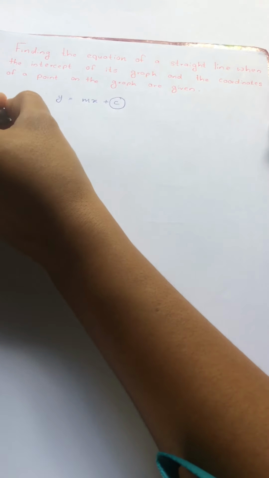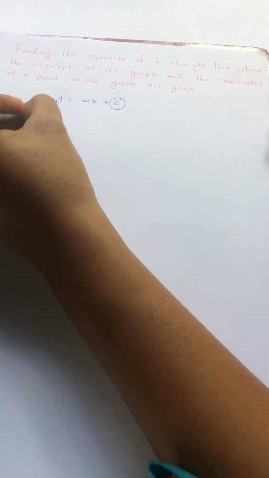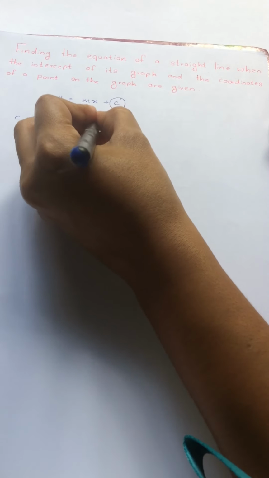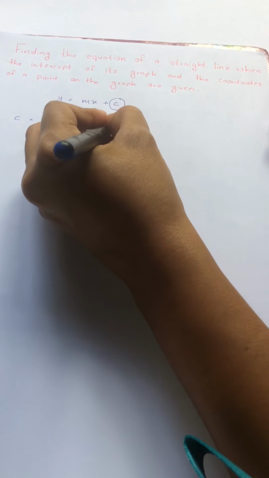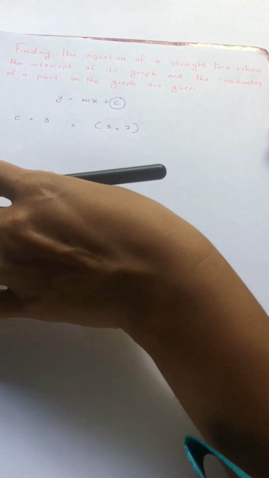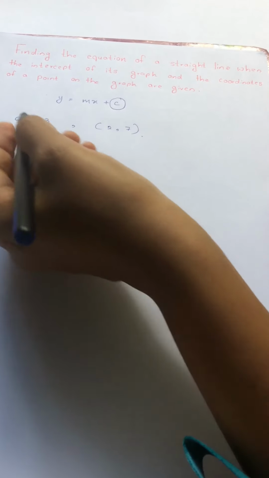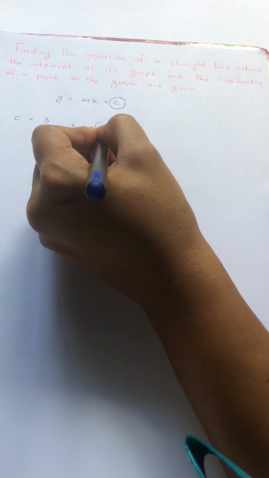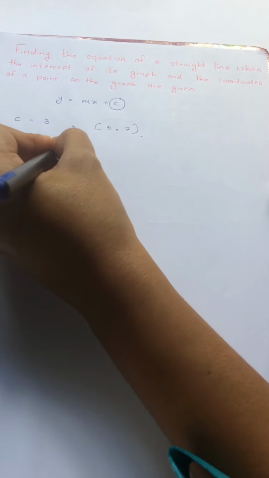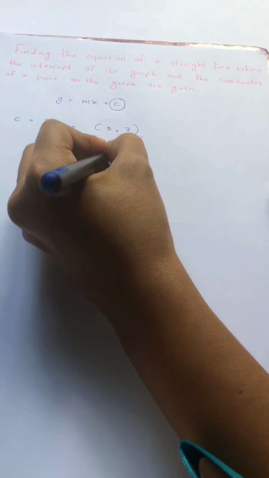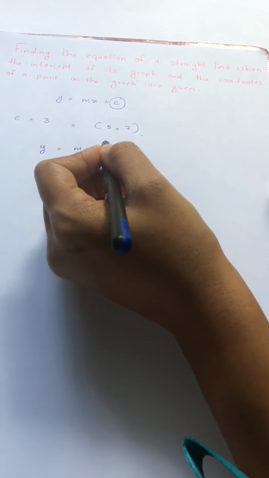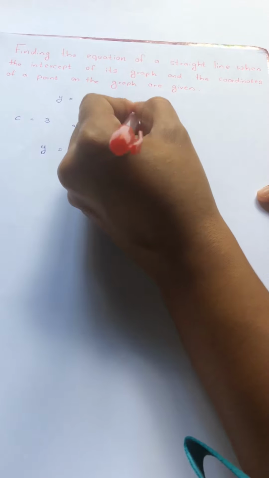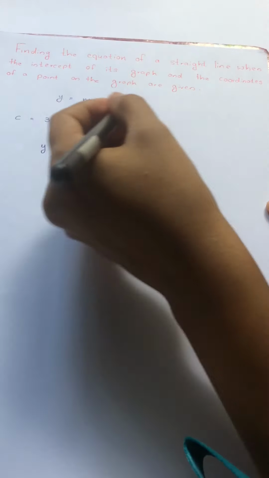Now suppose they are giving us the intercept of the graph is 3, that means c is equal to 3, and they are giving us a point, a coordinate (2, 7), and ask us to find the equation of this straight line. As this point is on the line, we can substitute the y and the x coordinate to this equation. So if I get this point as the x coordinate and this as the y coordinate, now I can substitute the values.